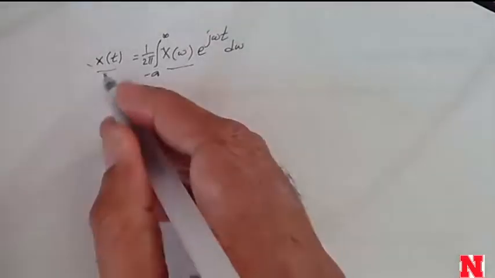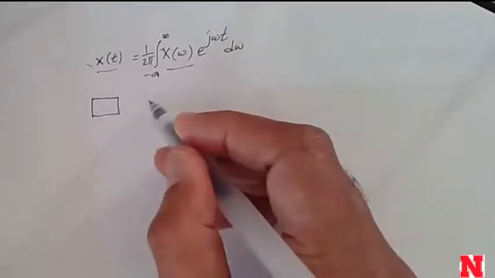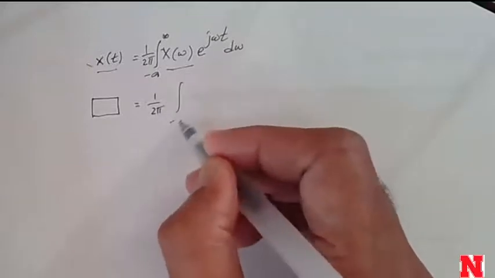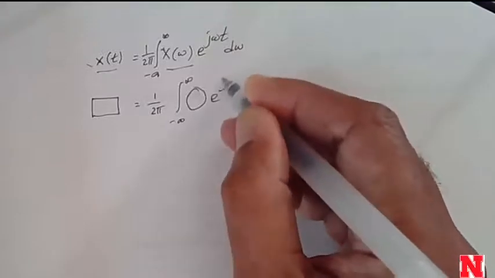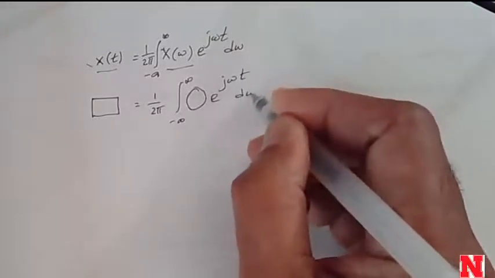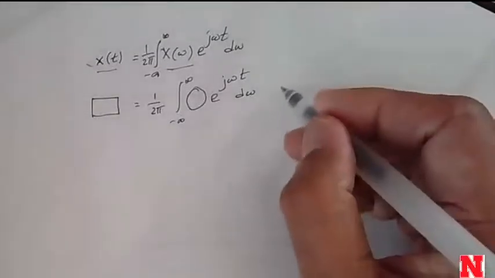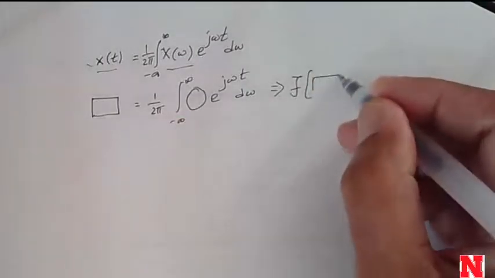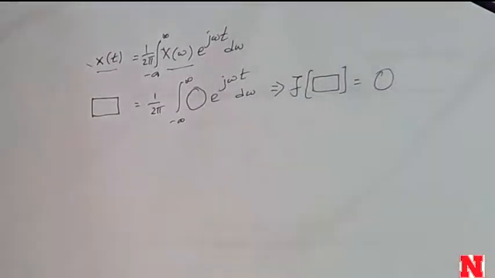So if I had something else here, and on this side you see 1 over 2 pi, integral from minus infinity to infinity, of something else, e to the j omega t, d omega, if you see this relationship, then what this says is that the Fourier transform of whatever this is is equal to whatever this is. You kind of have to remember that.